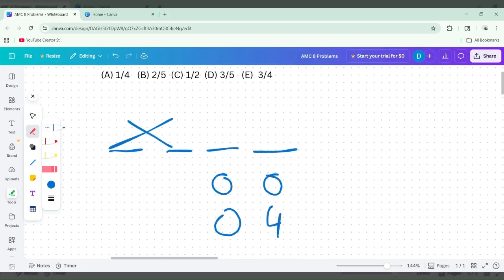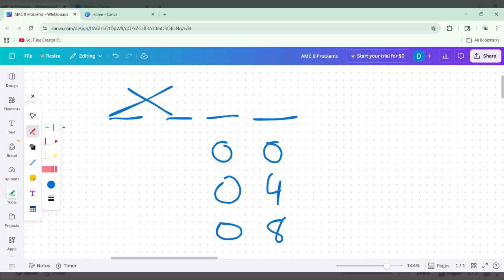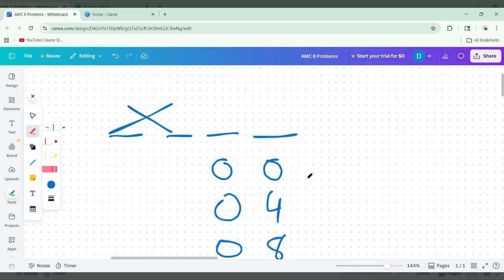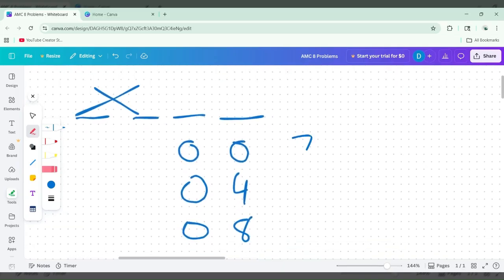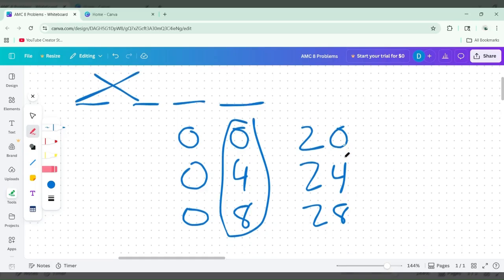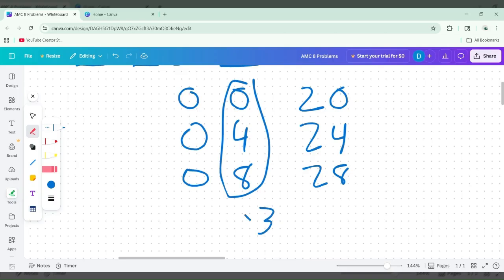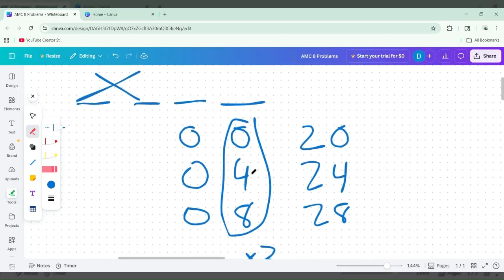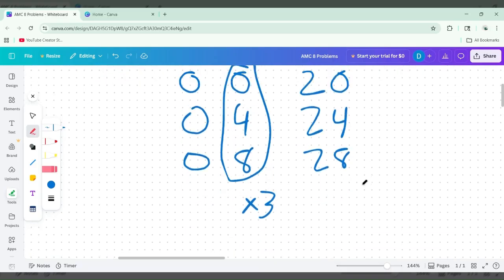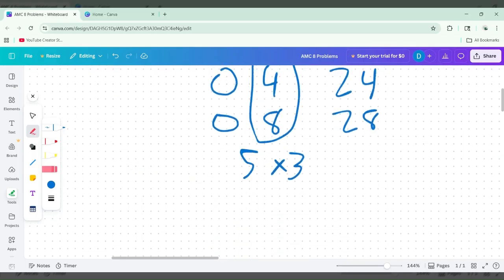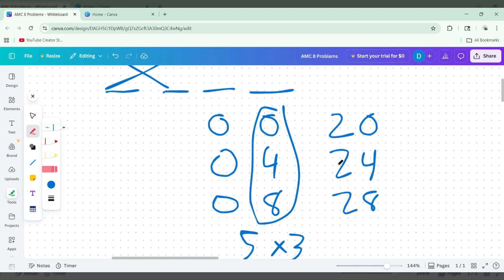00, 04, 08 are all integers that are divisible by 4. And we can continue. We have 20, 24, 28. And as you see, we have this repeating sequence where the ones digit is always 0, 4, 8. So that helps us find the total number of numbers. So we have three types of units digits for each of the tens digits, and there are 5 tens digits because we are only using even digits. So 15 total numbers that are divisible by 4.